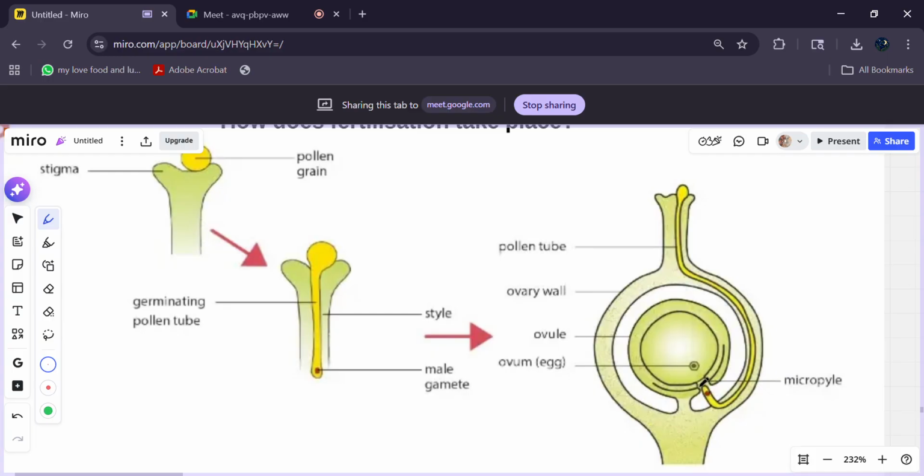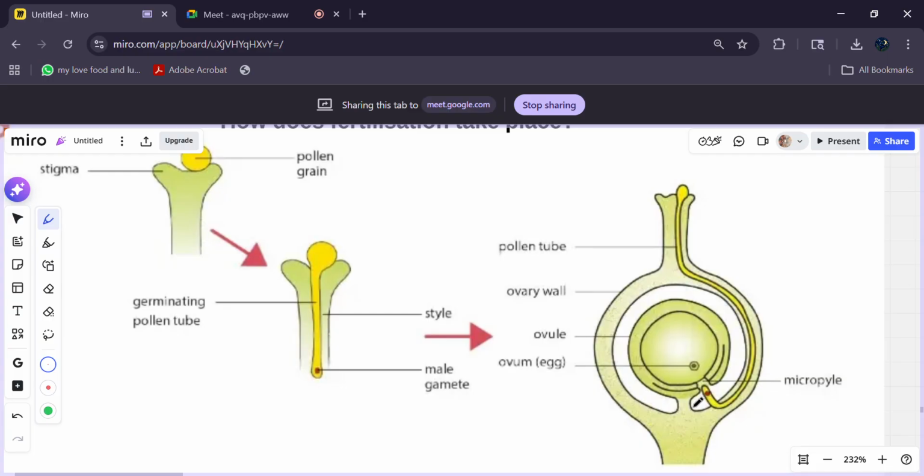and inside is the ovum, which is called the egg. And within the ovule wall, the tip of the pollen tube absorbs the saps and bursts, releasing the male gametes. So as it hits here, it absorbs the saps and bursts, releasing male gametes. The nucleus of the male gamete fuses with the nucleus of the ovum to form the zygote, and this entire process is considered fertilization.